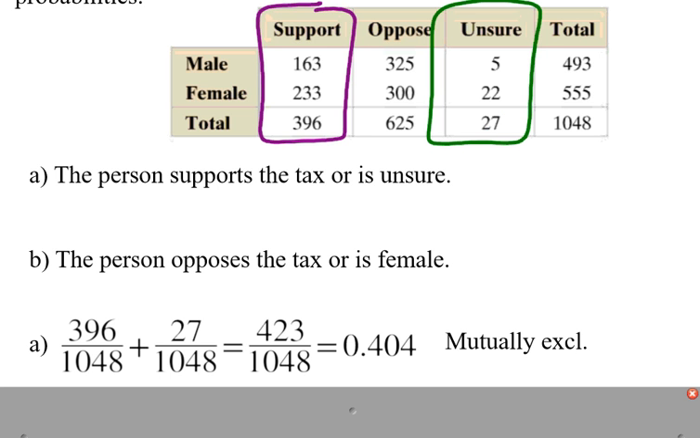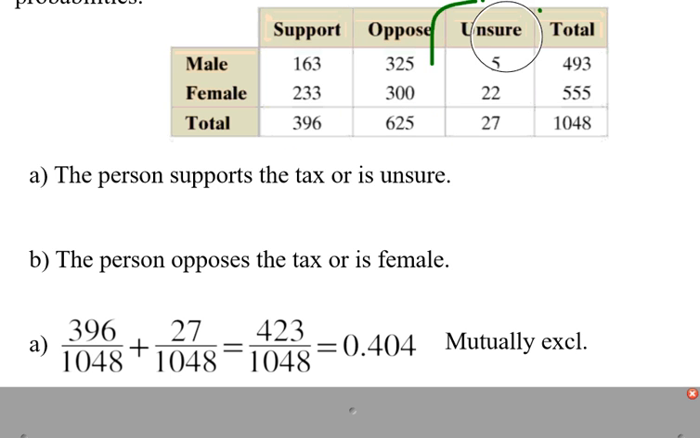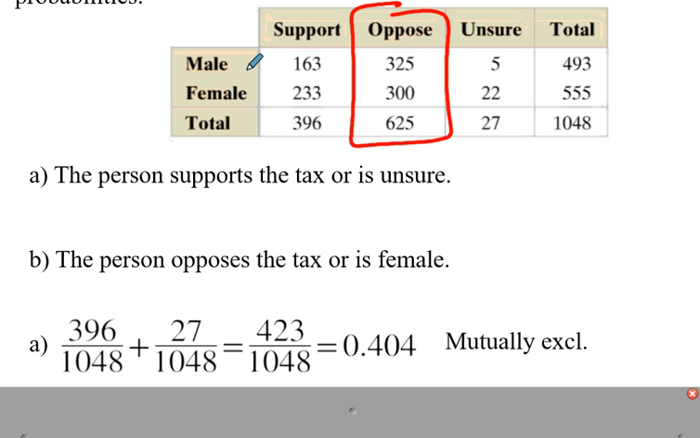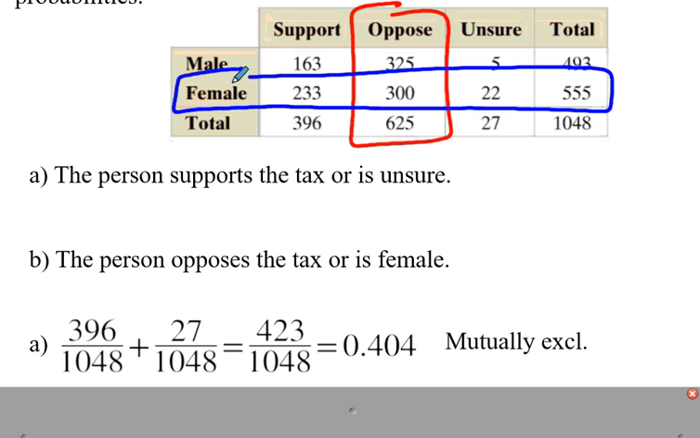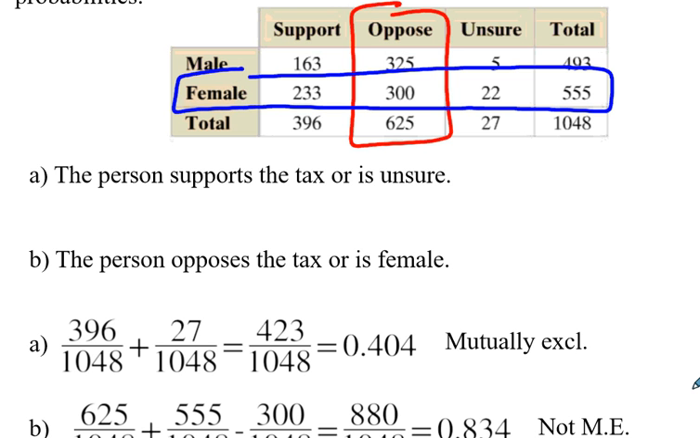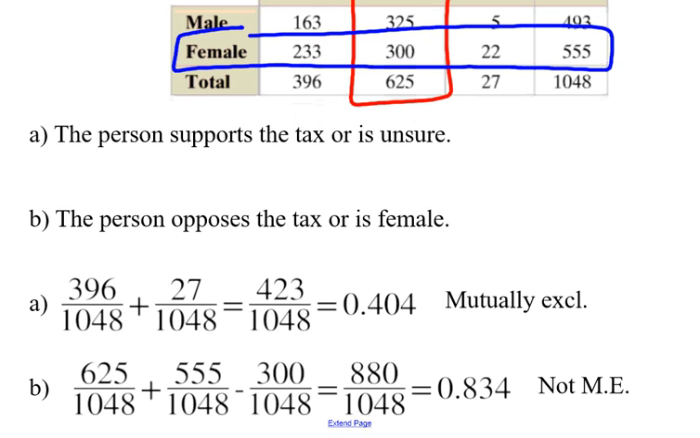Last one, so I'll erase my color, is going to be opposes the tax or is female. So oppose the tax is right here, female right here. I see there is overlap between those. Those two events are not mutually exclusive, so I'm going to have to subtract out the intersection. Opposing the tax was 625. 555 were female, but 300 of those were double counted by the intersection. So I add them up, subtract the 300, I get 880, divide by 1048, and that leaves me with an 83.4% likelihood that someone opposes a tax or is female.